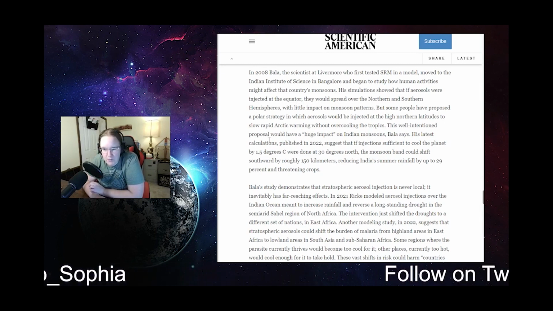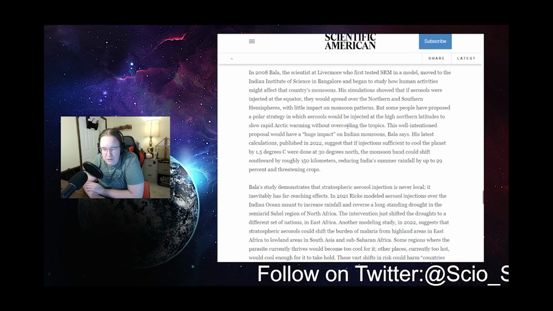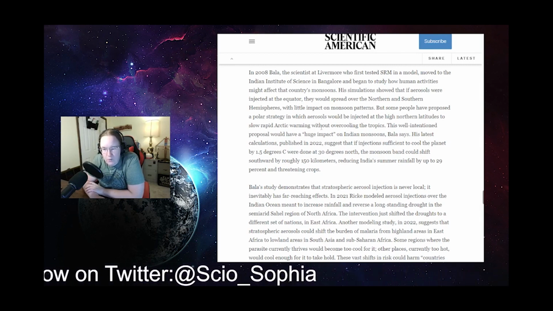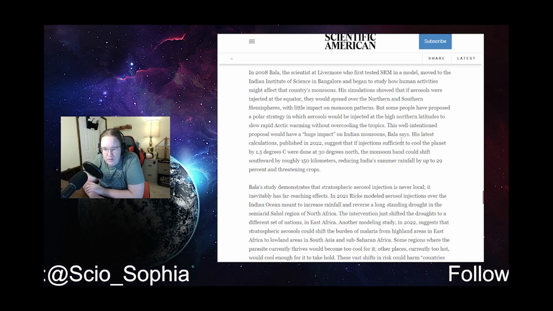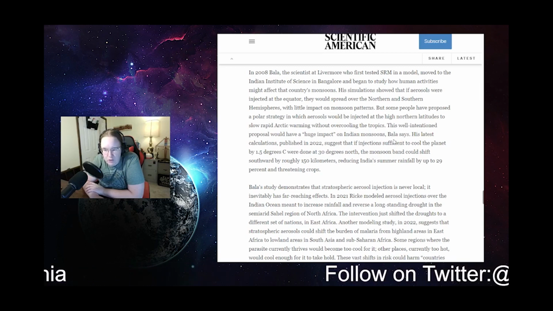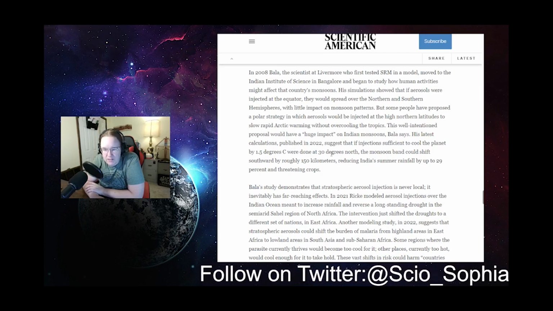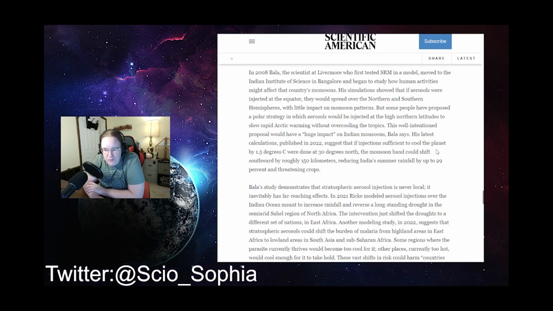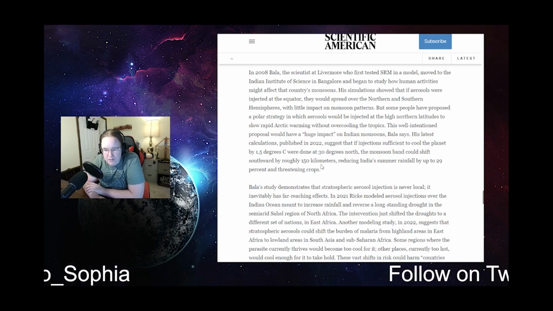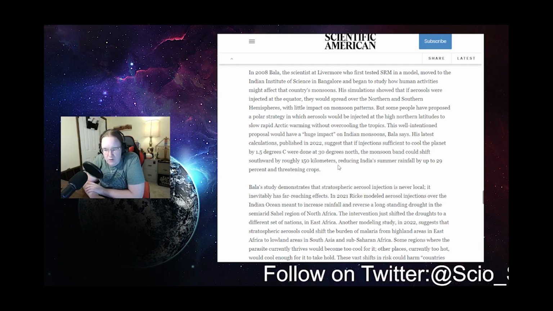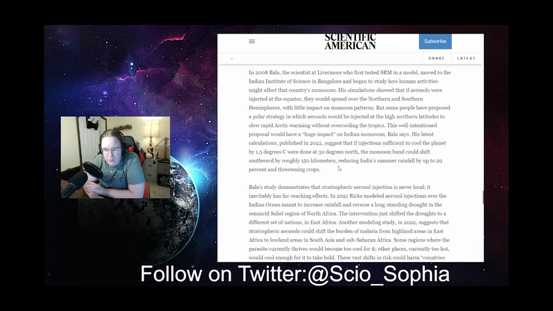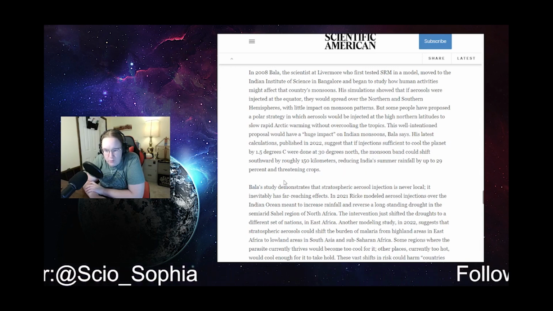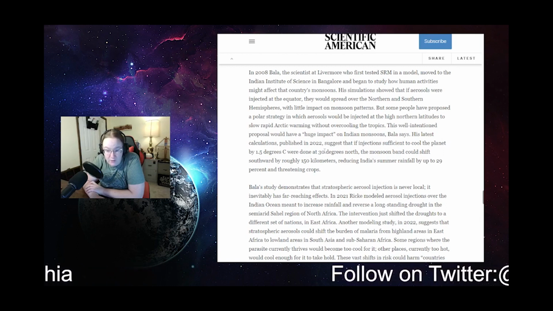But some people have proposed a polar strategy in which aerosols could be injected at high northern latitudes and slow rapid Arctic warming without overcooling the tropics. This well-intentioned proposal would have a huge impact on Indian monsoons, Bala says. His calculations, published in 2022, suggest that if injections sufficient to cool the planet by 1.5 degrees Celsius were done at 30 degrees north, the monsoon band would shift southward by roughly 150 kilometers, reducing India's summer rainfall by up to 29% and threatening crops.